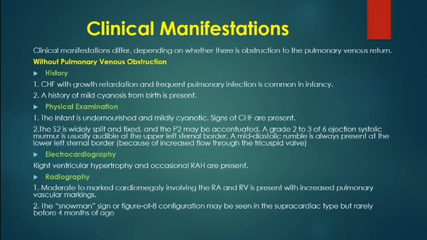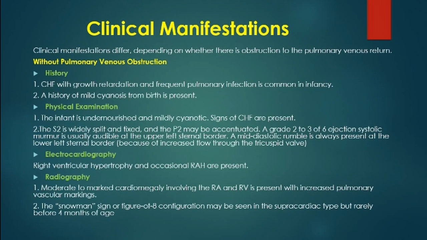In case there is no pulmonary venous obstruction, the patient presents like left to right shunt with congestive heart failure, growth retardation, frequent lung infection in infancy, and there may be mild cyanosis starting from birth. On examination, the child is malnourished, mildly cyanotic, with manifestations of congestive heart failure.